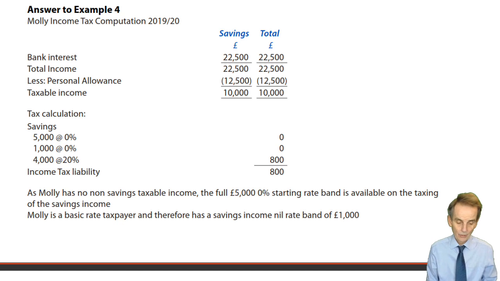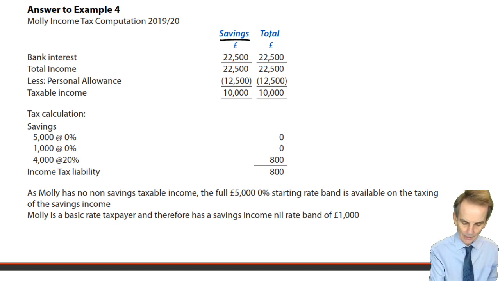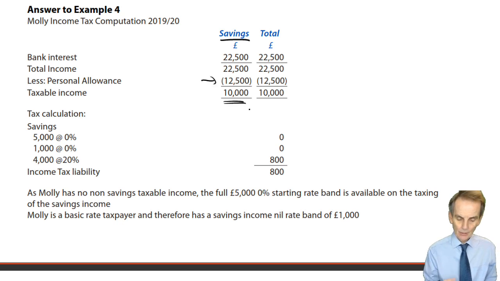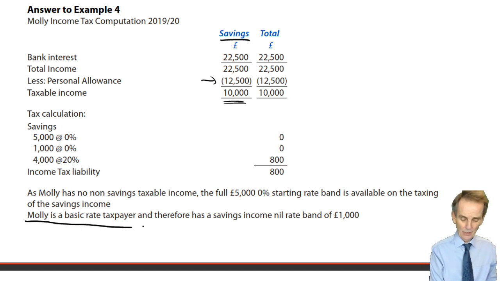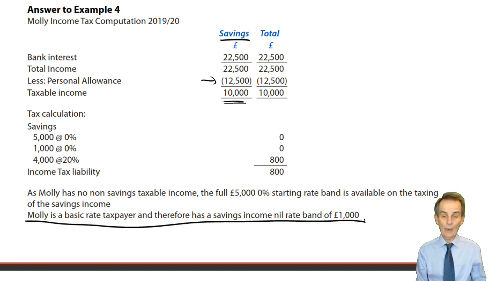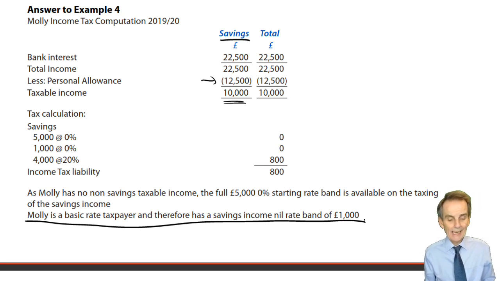Okay, well, to quickly finish off this example and indeed this particular lecture, we know what we face with Molly. We've only got savings income. It's 22.5. All the personal allowance goes against it. The taxable income in total is 10,000. It's all savings income. Our taxpayer is clearly only a basic rate taxpayer, and therefore, as it says there, has a savings income nil rate band of 1,000. But what is now important is that the 0% starting rate band is applicable. And here is applicable in full.